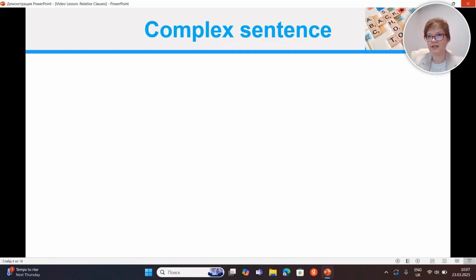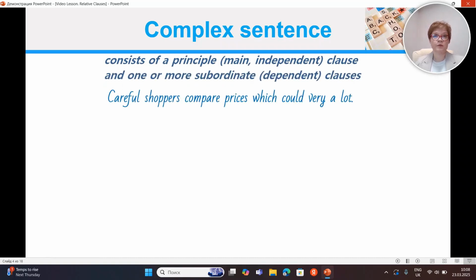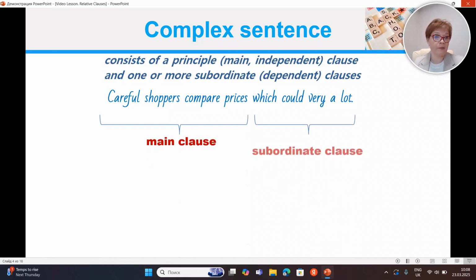All right, now let's level up our sentence game. Complex sentences. Complex sentences contain one independent clause and at least one subordinate, dependent clause. Look at the sentence, please. Careful shoppers compare prices, which could vary a lot. Let's break it down a little. The main clause here is careful shoppers compare prices. Could vary a lot, that's the dependent clause, or subordinate clause. Which is a relative pronoun that introduces the dependent clause.